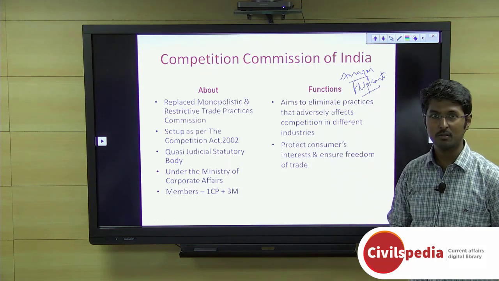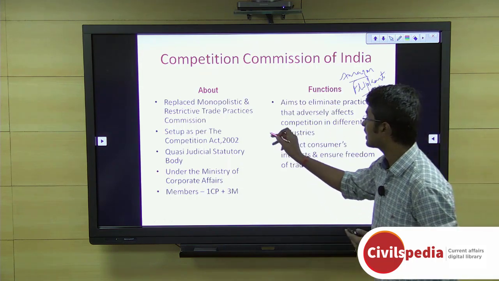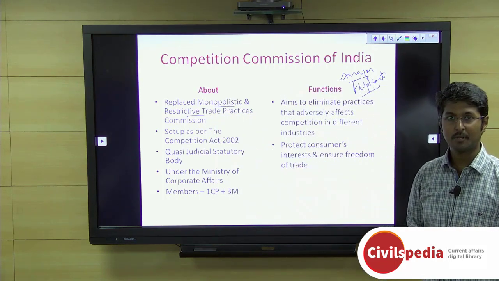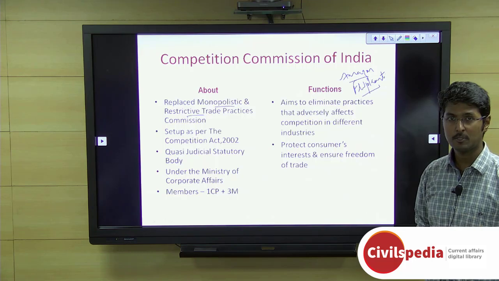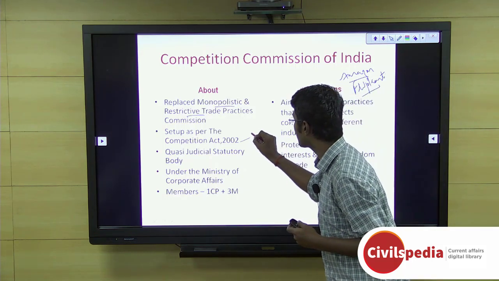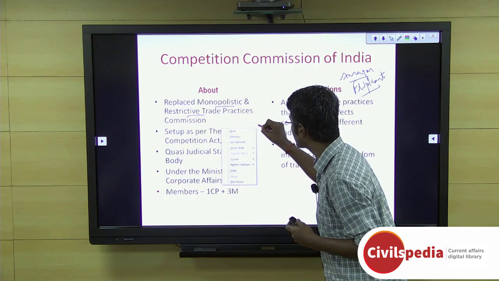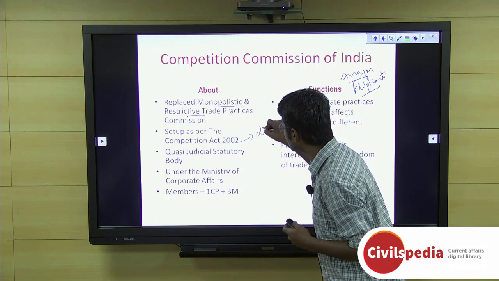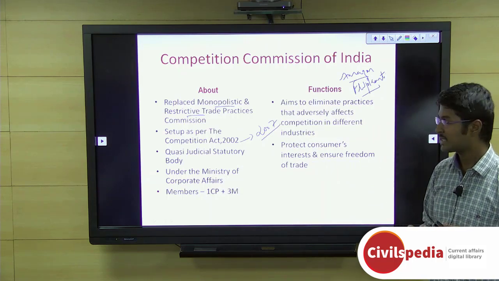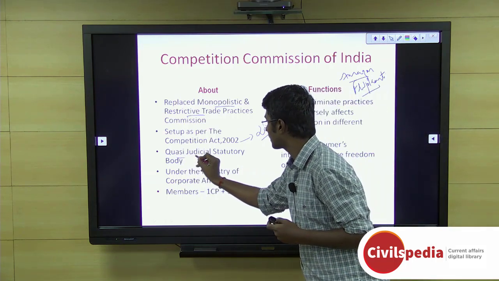This Competition Commission has replaced the Monopolistic and Restrictive Trade Practices Commission. It was set up as per the Competition Act of 2002, but it became fully functional only in 2009, after the 2002 Act was amended in 2007. It was set up as a quasi-judicial statutory body. This you need to keep in mind.